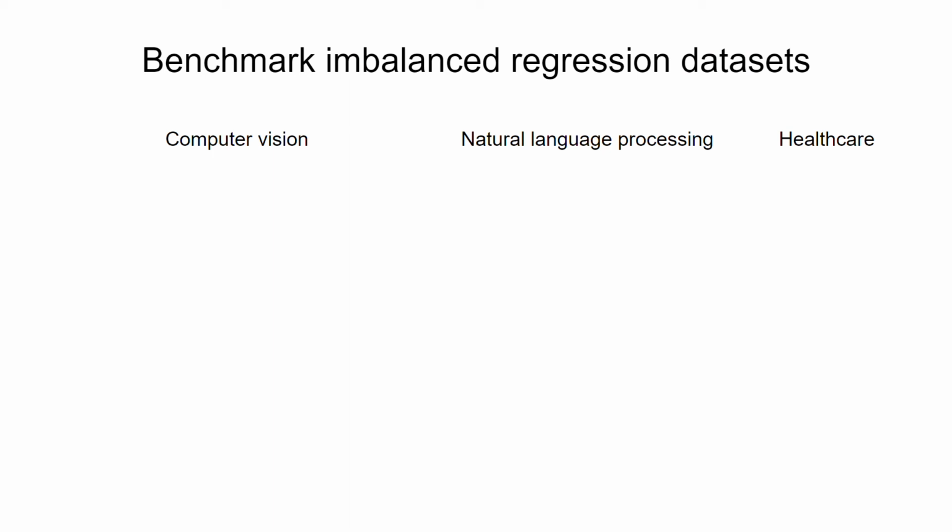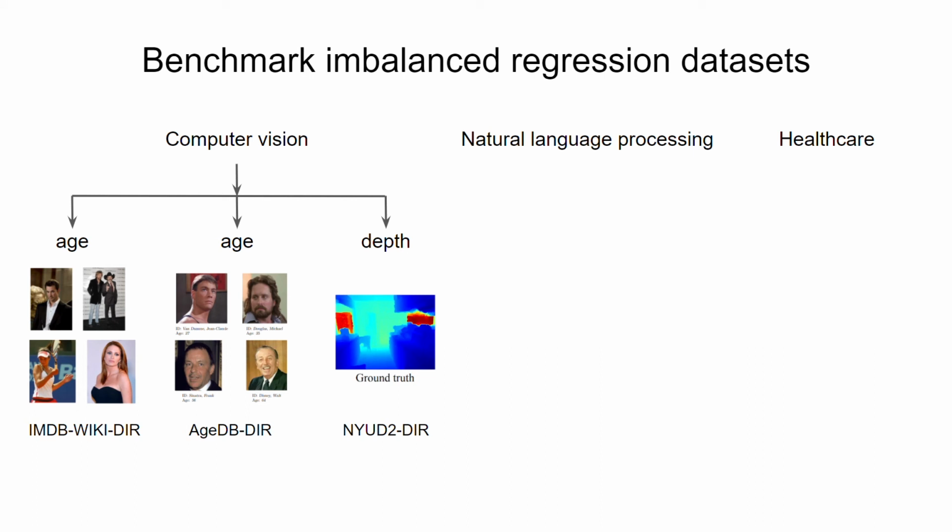So, how do LDS and FDS perform in real-world imbalanced regression problems? To answer this question, as well as to support the practical evaluation of imbalanced regression methods, we create 5 benchmark datasets that span computer vision, natural language processing, and healthcare applications. For vision applications, we have 3 datasets. The first 2, IMDb Wiki DRR and HDB DRR, are both age estimation from single input image. We also provide the third dataset, NRU-D2 DRR, which is a dense value prediction task for depth estimation.